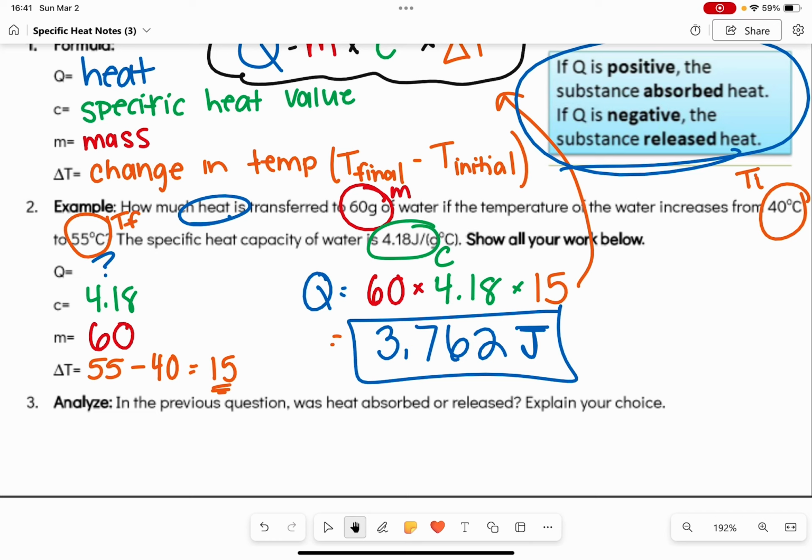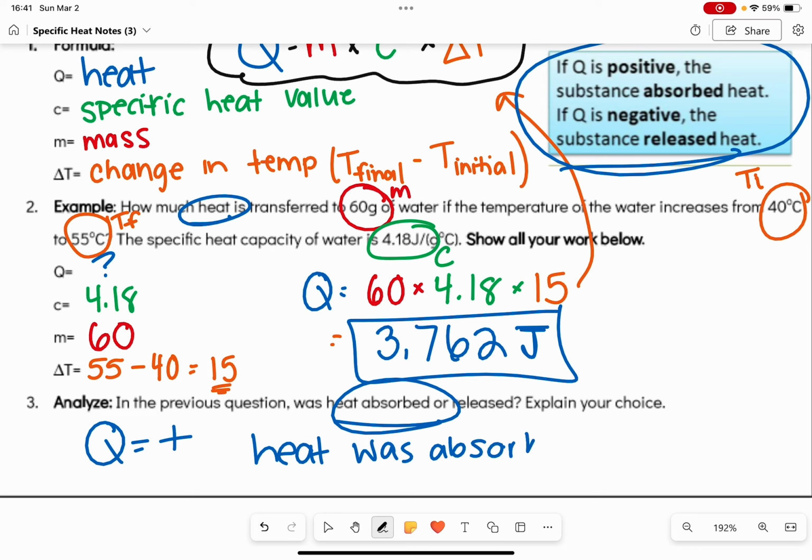So it is possible to get a negative answer, and that's all based off of your temperature. So if your change in temperature ends up being negative, your answer is going to be negative. If your change in temperature ends up being positive, your answer will be positive. Okay, so our answer was 3,762. So Q is a positive number. So because it's positive, we know that heat was absorbed, because, and I'm just going to abbreviate that, Q is positive.